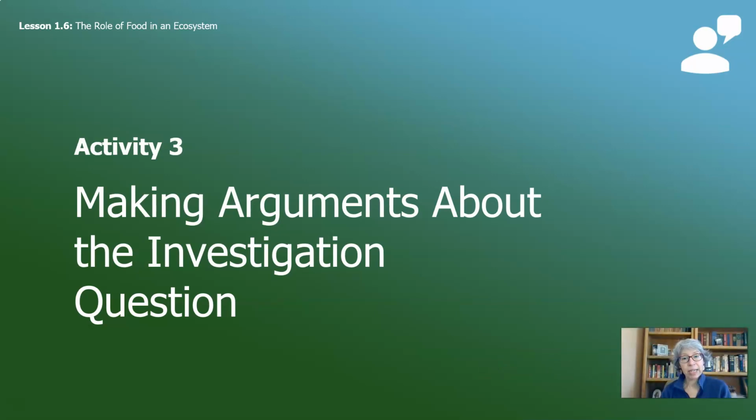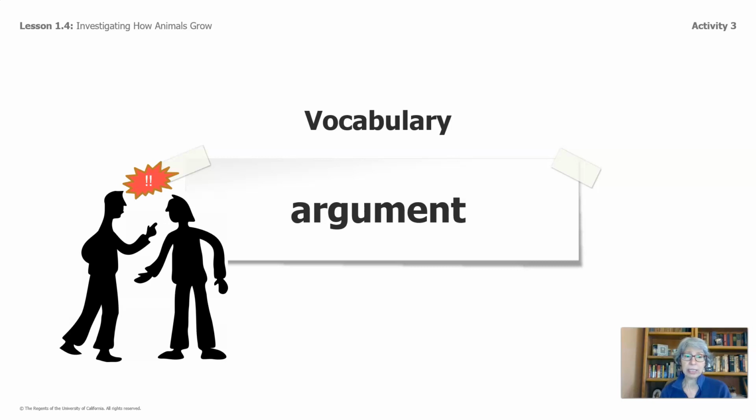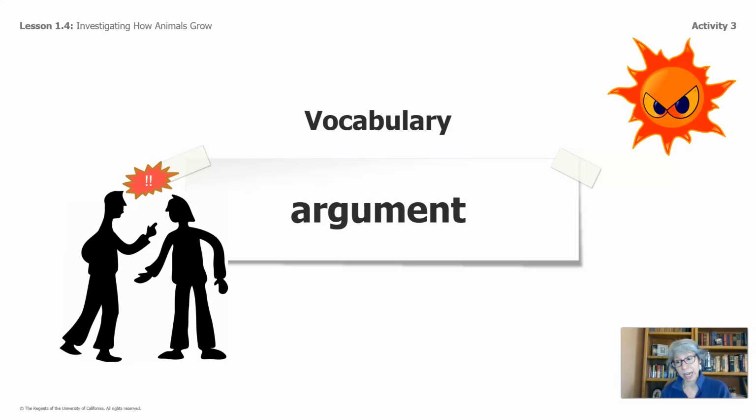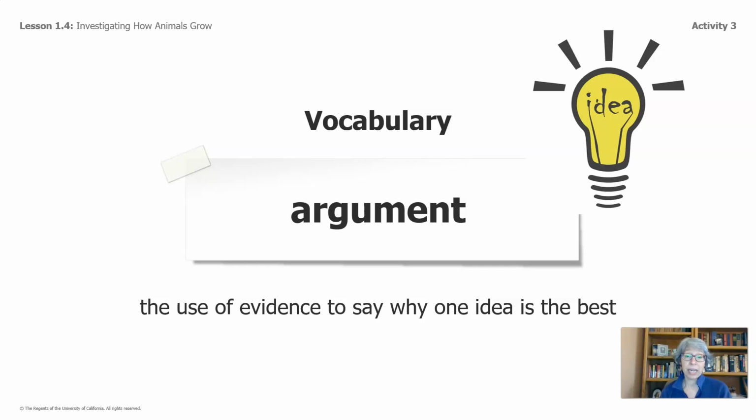This is our last activity in this video, making arguments about the investigation question. Now hold on there. Let's pause and think about this word, argument. Scientists use the word argument in a very different way than maybe we're familiar with. It is not engaging in a disagreement, and it certainly isn't about fighting. A scientific argument means the use of evidence to say why one idea is the best idea. That's how scientists use the word argument. You have to know what your evidence is, and it has to support your idea, and it has to be the best idea.